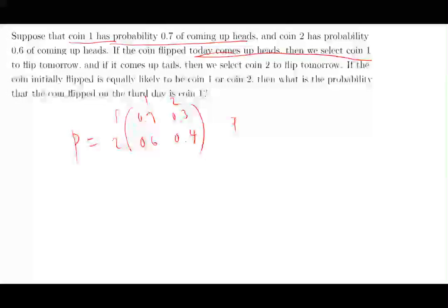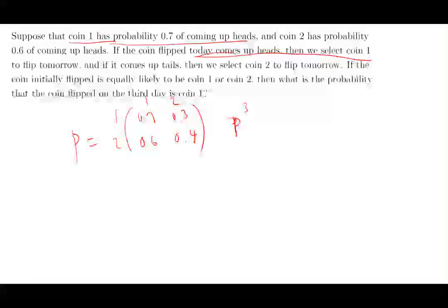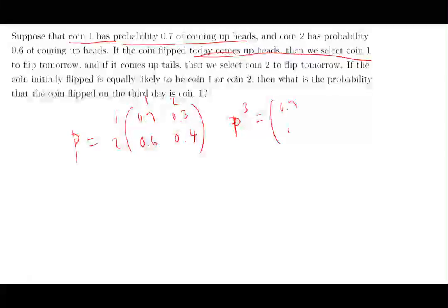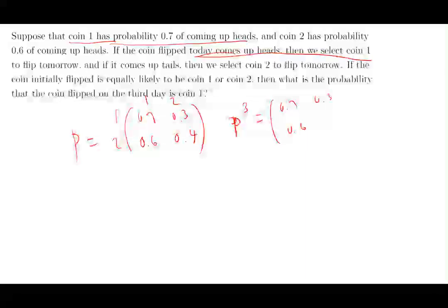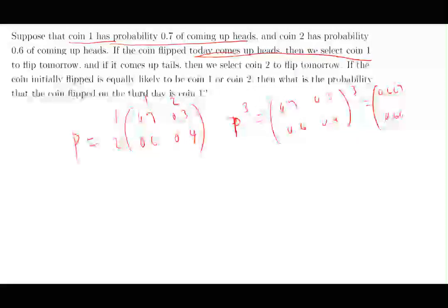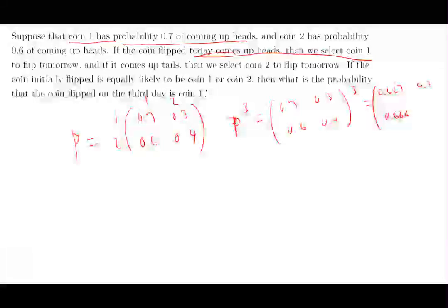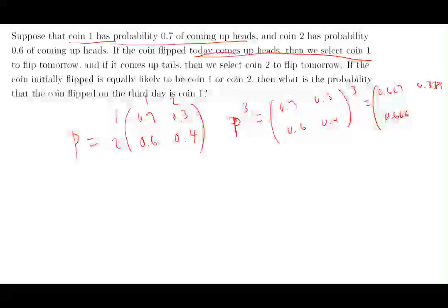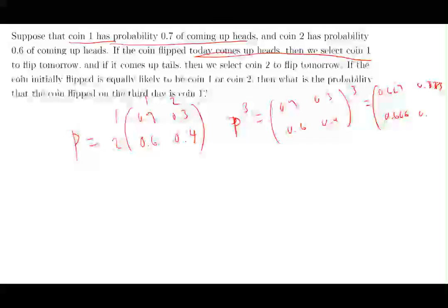Okay. We need to calculate P cubed after this. So once you calculate P cubed from 0.7, 0.3, 0.6, 0.4, you're going to end up getting 0.667, 0.333, 0.666, 0.334. That's my matrix.